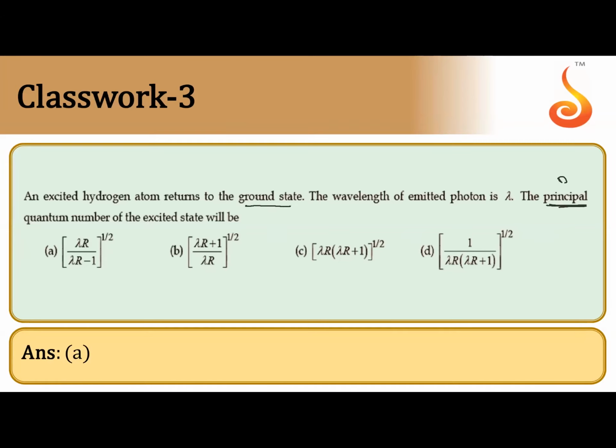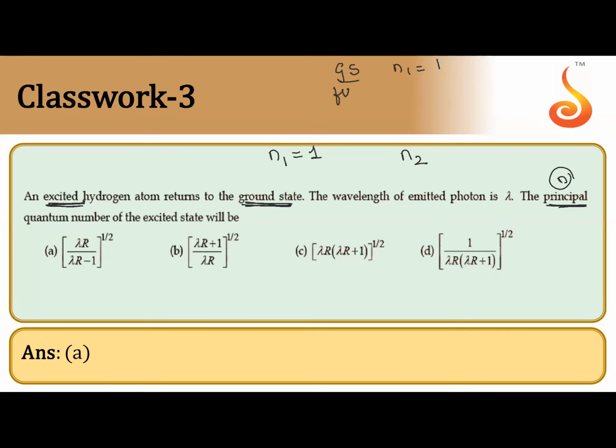Here, children, one more thing. Ground state: basically here we have 2 states, right? One is the excited state and one is the ground state. Meaning we have 2 levels, we have 2 n's: one is n1 and one is n2. Ground state is the lower level, the normal level, so that's taken as 1. Please remember this: whenever they say ground state, it means n1 is 1.